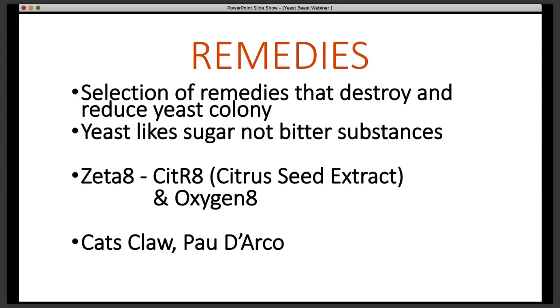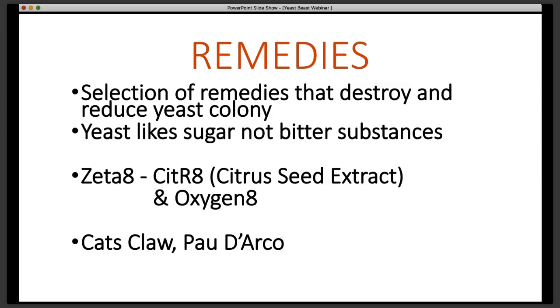Now, some remedies. There is a selection of remedies that destroy and reduce the yeast colony. And in our clinic, we have a range of them because we find everybody's different. And so we have a number of different remedies that we test to see what's going to give the best result. Now, what we usually find is that 9 times out of 10, the body will respond to a citrus seed extract product.